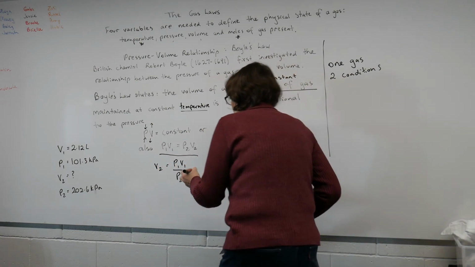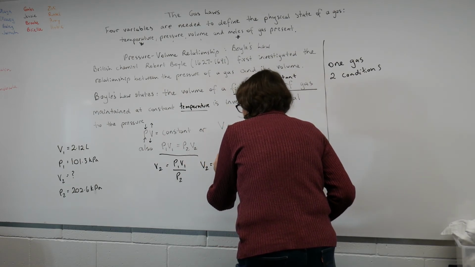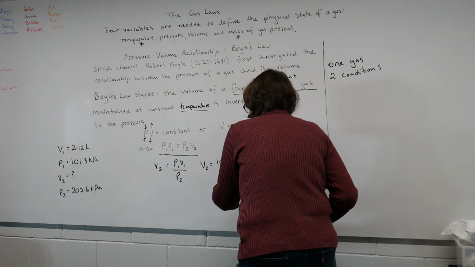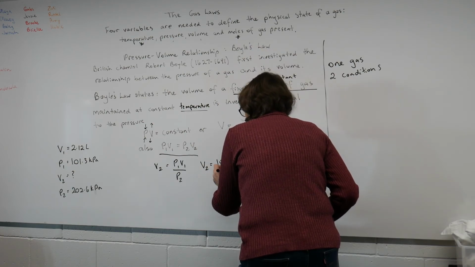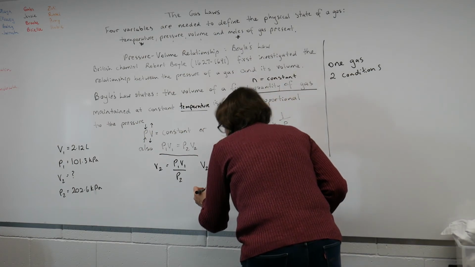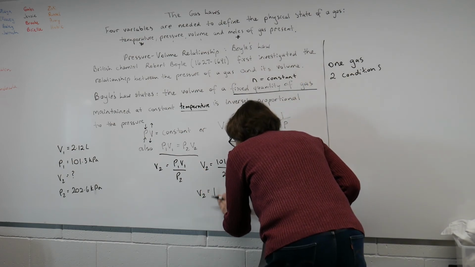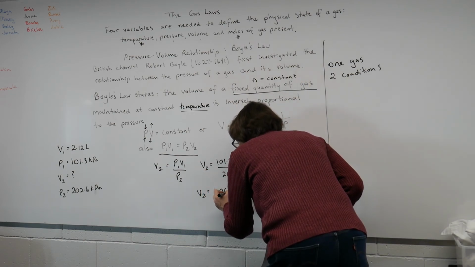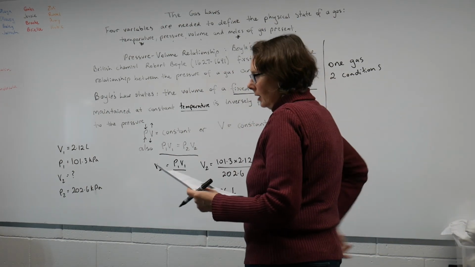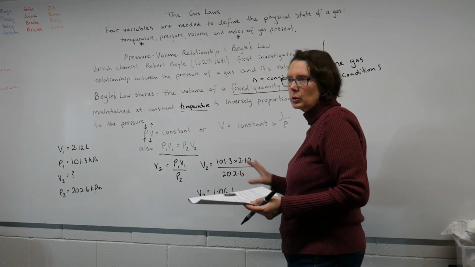And then I can substitute in V2 is equal to 101.3 times 2.12 divided by 202.6, and that will give me a V2 of 1.06 litres. Oh, gee whiz, I'm out of practice of writing on the board, aren't I? So we doubled the pressure, we halved the volume.